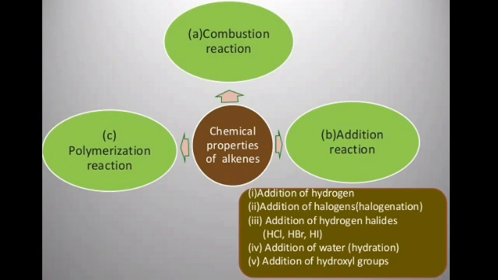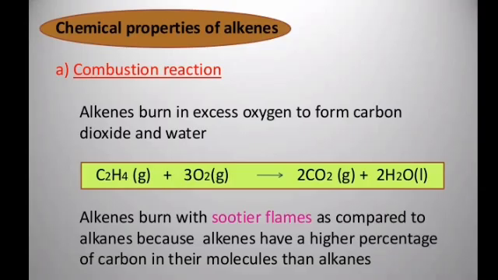Now the chemical properties of alkenes. Alkenes show combustion reaction, addition reaction, and polymerization reactions, the main reactions that are shown by alkenes. In addition reaction, we have various types of molecules that get added to alkenes, that is addition of hydrogen, addition of halogens, that is halogenation, similarly addition of hydrogen halides, similarly addition of water, that is hydration, and addition of hydroxyl groups.